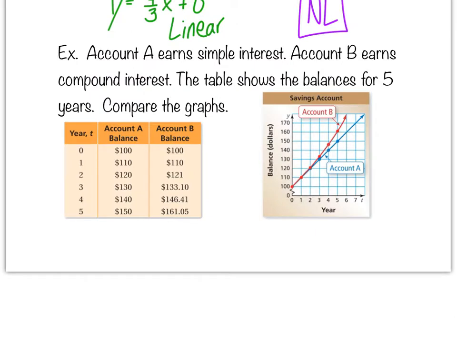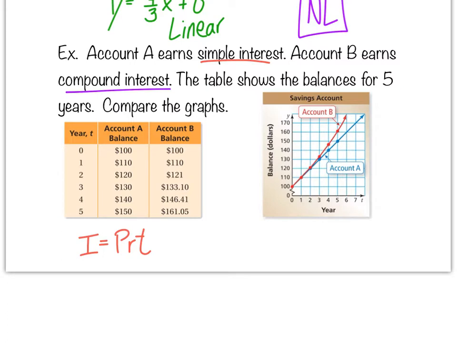All right, in this last example, it says account A earns simple interest. Simple interest is from a 7th grade standard, and it is the equation I equals P times r times t: interest equals principal times rate times time. It says account B earns compound interest. Compound interest has a different equation. You haven't learned about that yet, but it is much more complicated than simple interest. It says the table shows the balance for 5 years.